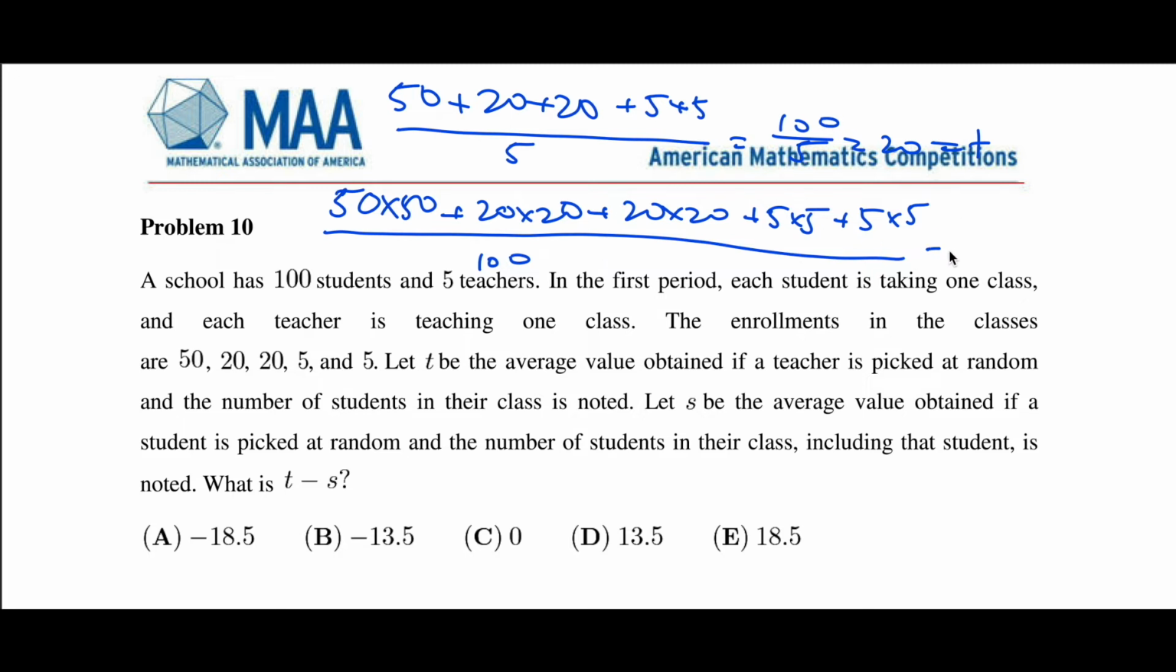So now this is a half times 50 plus a fifth times 20 times 2 plus 1/20 times 5 times 2, and that is basically 25 plus 8 plus 0.5, which is 33.5. So that is S.